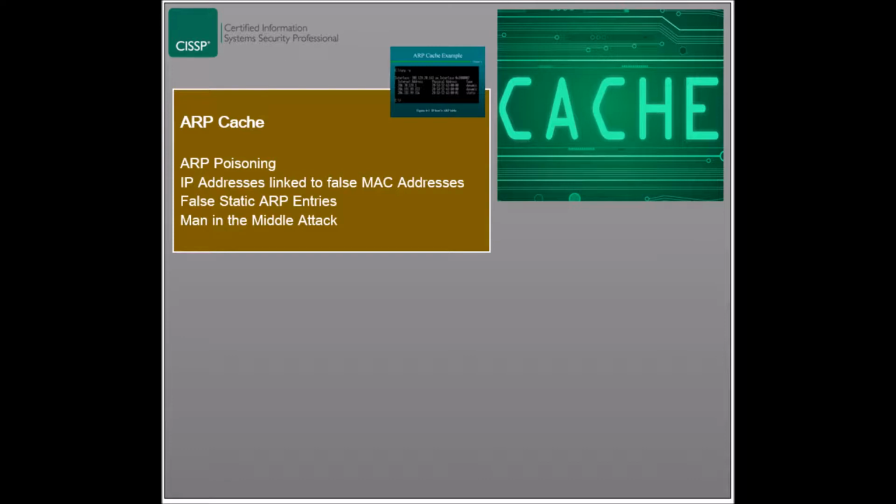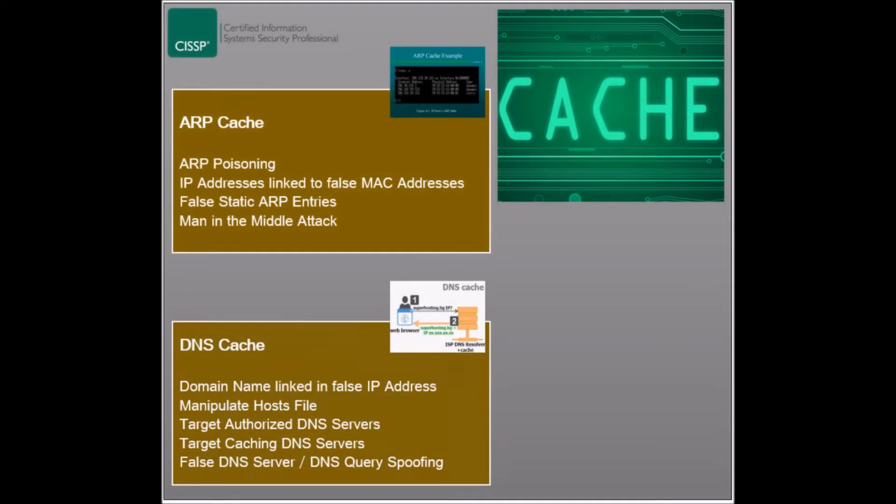The consequence of false ARP entries is that the client system will send traffic to different systems from those that it intends, which could be set up as a man-in-the-middle attack. The second form of caches is the DNS cache.